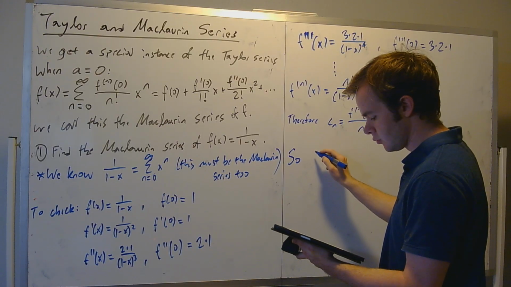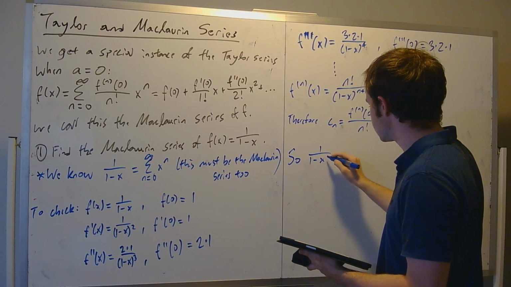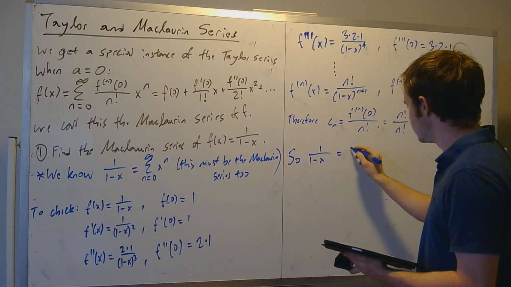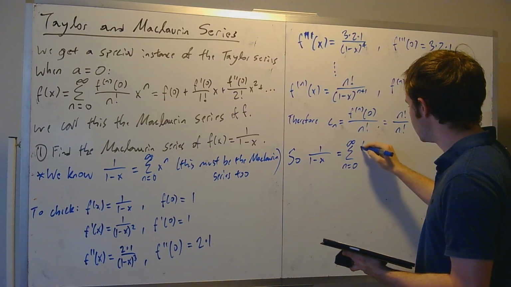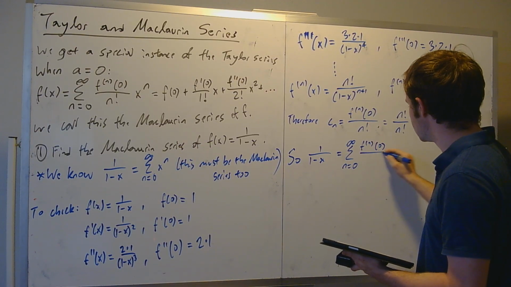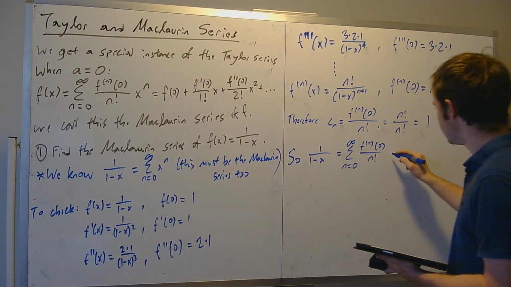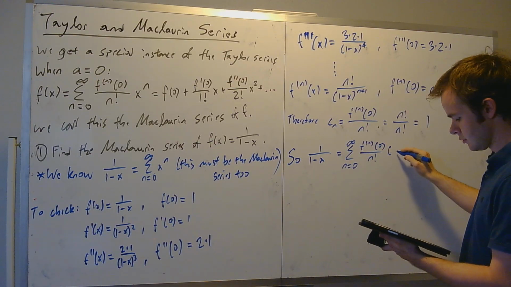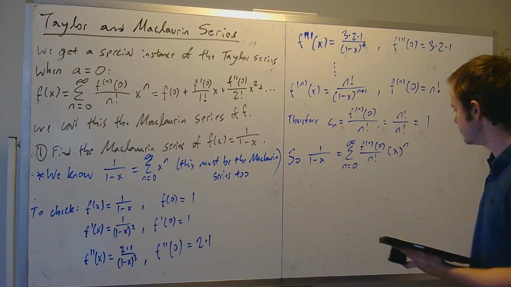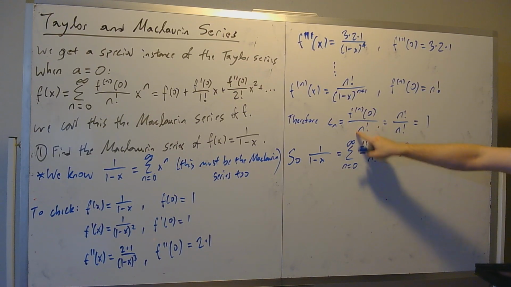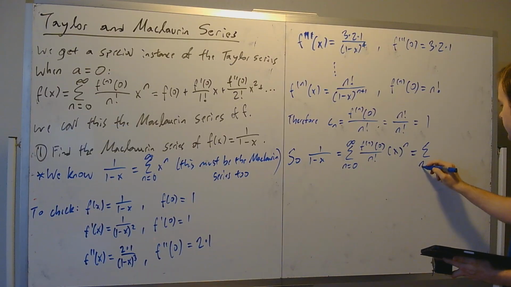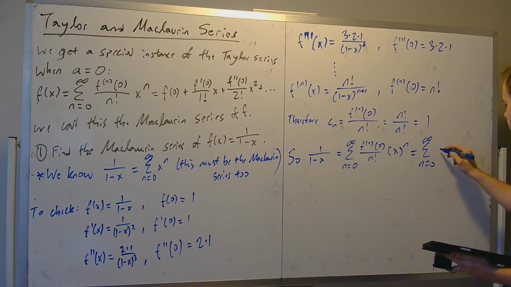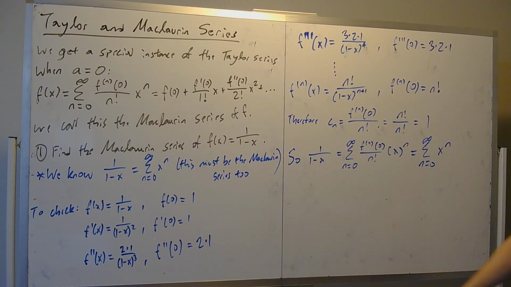Okay, so again, we know that we can write 1 over 1 minus x as, so now we try using our formula, the sum from n equals 0 to infinity of the nth derivative at 0 over n factorial times x to the power of n. But remember we just calculated what this coefficient was and it was 1, so it's actually the sum from n equals 0 to infinity of x to the power of n, which is kind of already what we knew to be true. So we just checked that fact.